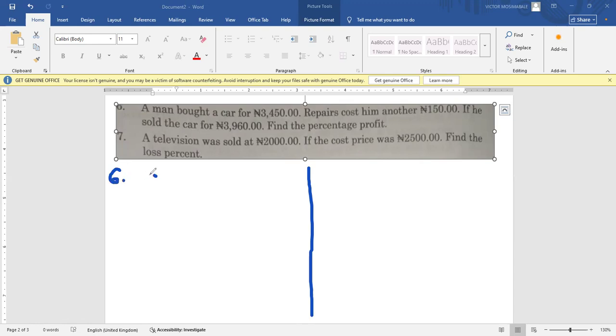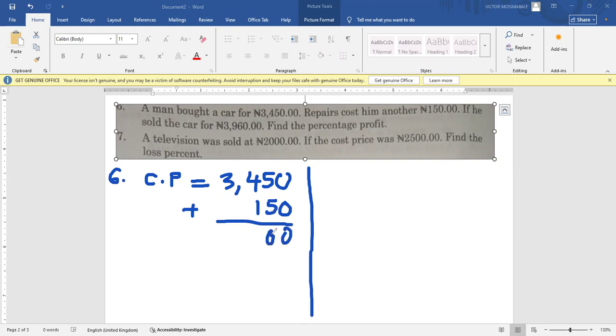So that bought is CP as 3,450 naira. And then we have repairs costing another, so plus. This will be added to the cost, because he's spending money on making the item marketable in a good condition. So this is 0. 5 plus 5 is 10, 0 carry 1. We are adding 4 plus 1, 5 plus 1, 6. I have 3,600 naira.